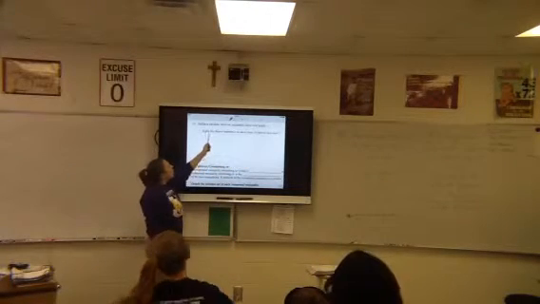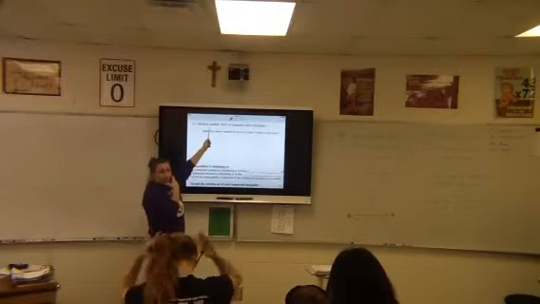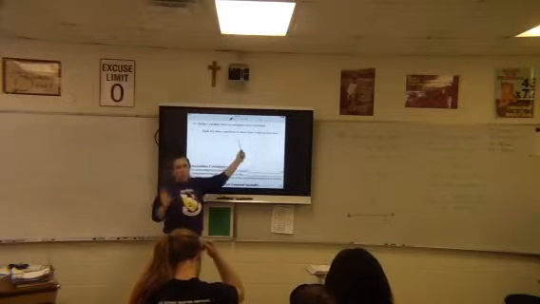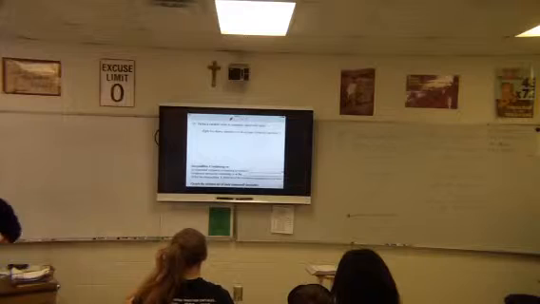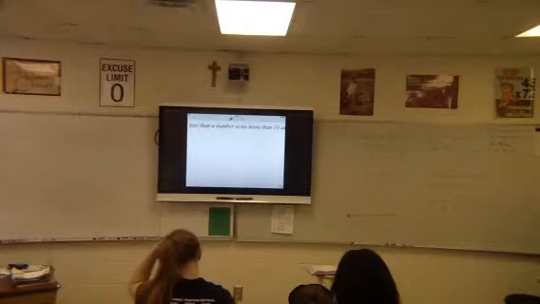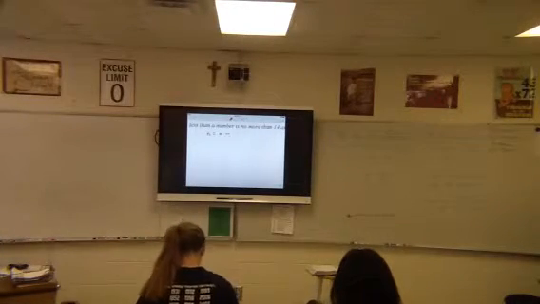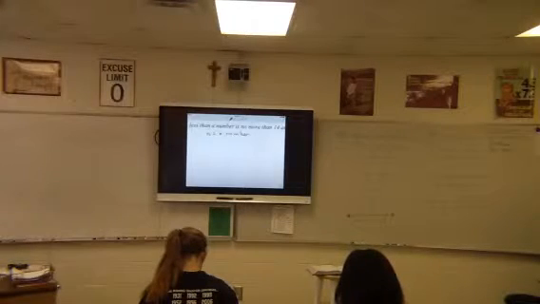Define a variable, write an inequality, solve, and graph. Okay? So the first thing we're going to do is define a variable. 8 less than a number. I'm going to stop there. How do we find variables in a problem like that? N equals a number. Okay, so let's start with that. N equals a number.